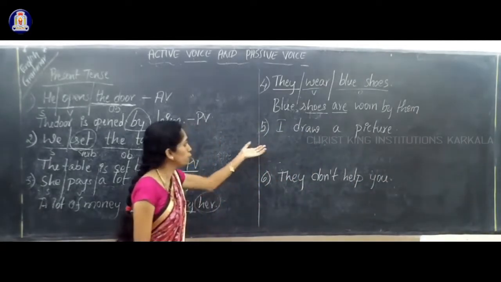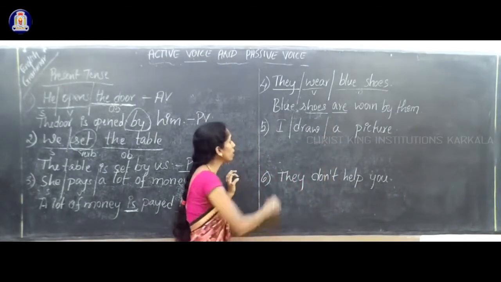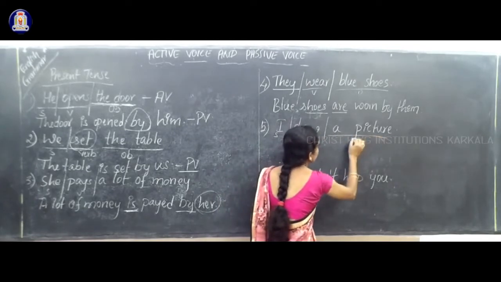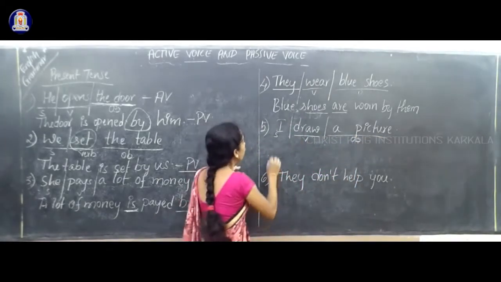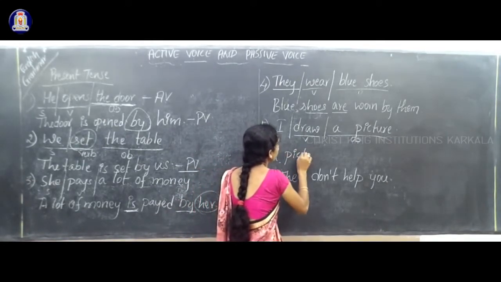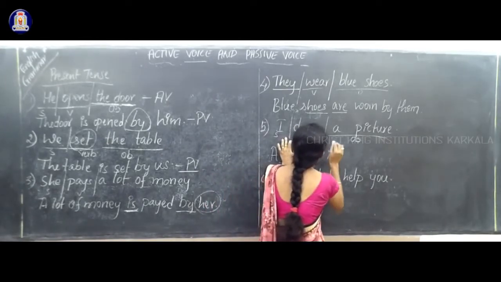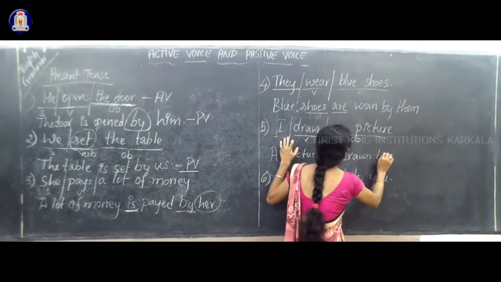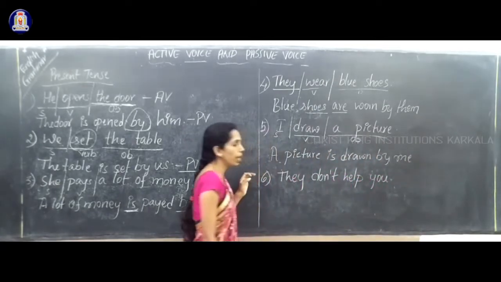Next, look at the fifth sentence. I draw a picture. I is the subject, draw is the verb, a picture is the object, isn't it? So, how to write the passive form of this? A picture is drawn by me. A picture is drawn by me.